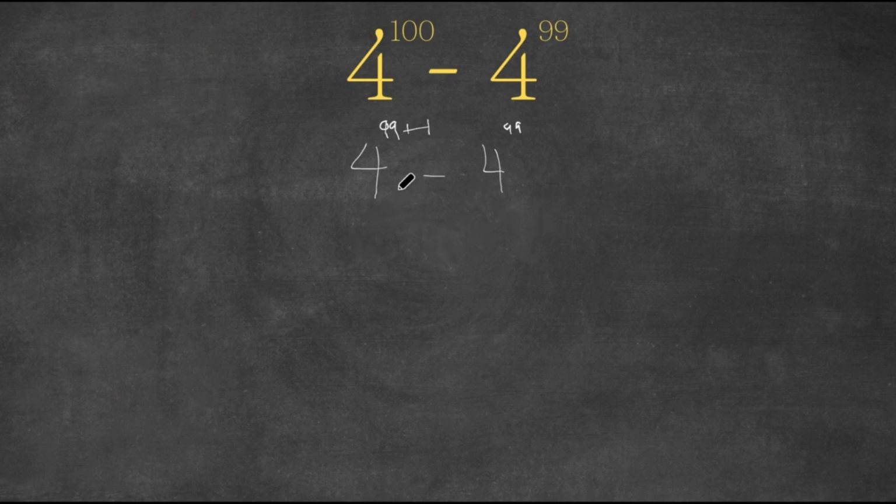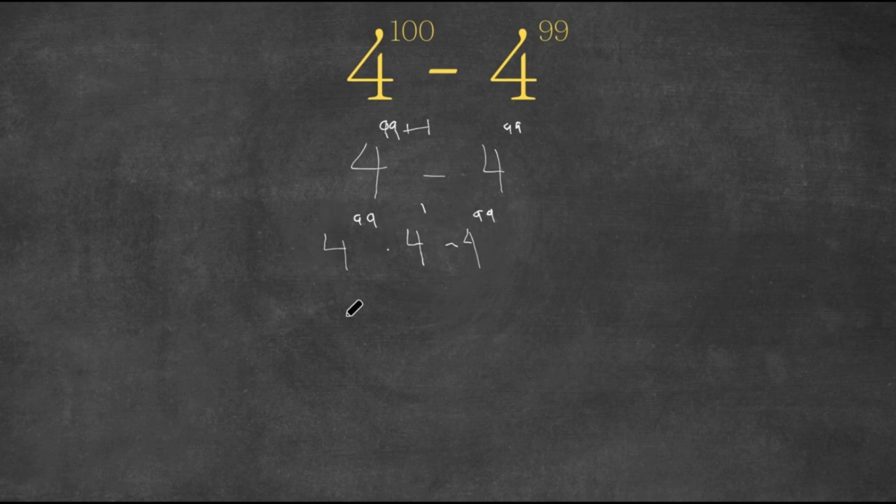So what we're going to do to this 4 to the power of 99 plus 1 is rewrite this as 4 to the power of 99 times 4 to the power of 1, minus 4 to the power of 99. We're keeping that the same. All right. So now, as you can see, we have two 4 to the power of 99s.